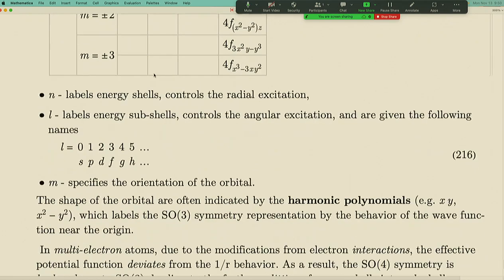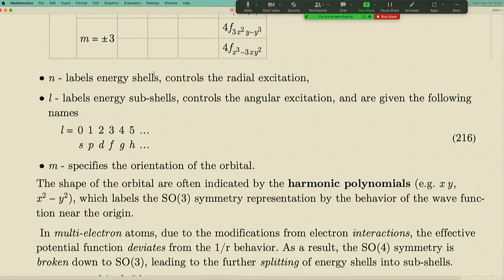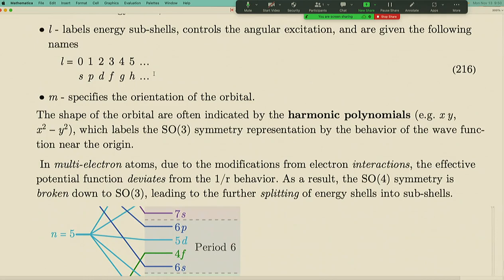So that's the rules. n labels the energy shells and controls the radial excitation. If you go to higher n, that means along the radial direction you have more shells. And l labels the orbital angular momentum quantum number, which goes like s, p, d, f, g, h. And then m specifies the orientation of the orbital.